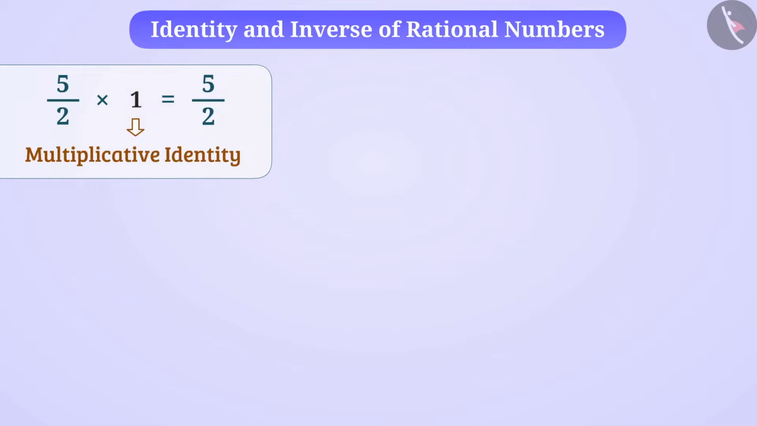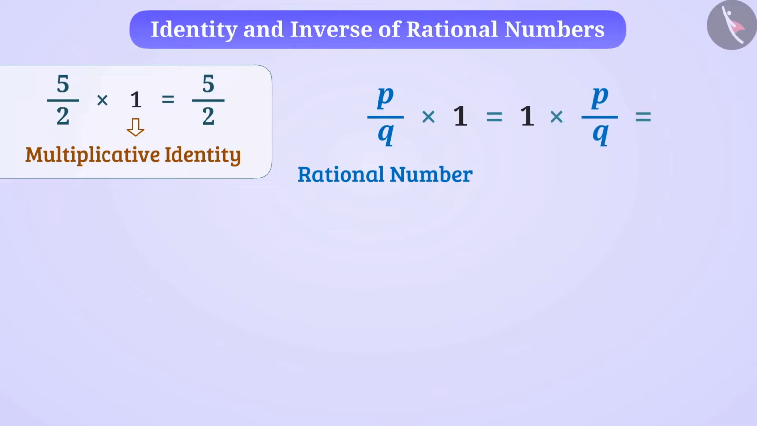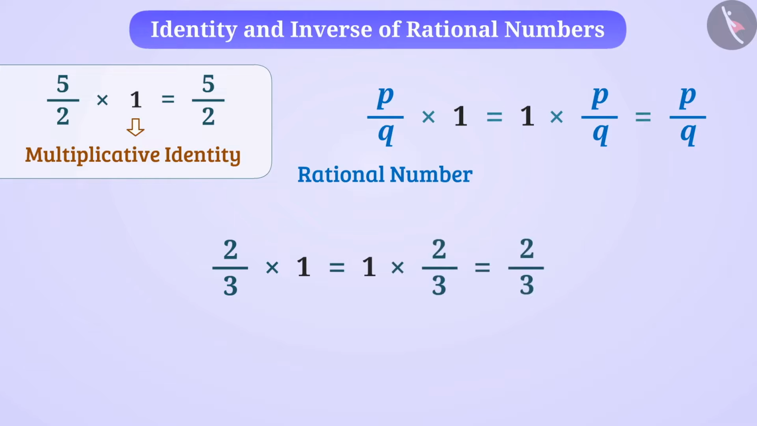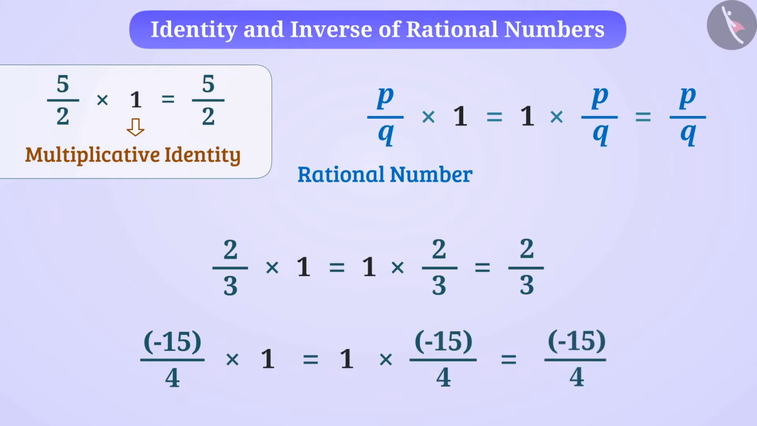In brief, for a rational number p by q, p by q multiplied by 1 is equal to 1 multiplied by p by q is equal to p by q. For example, answer of 2 by 3 multiplied by 1 or 1 multiplied by 2 by 3 is 2 by 3 only. Answer of minus 15 by 4 multiplied by 1 or 1 multiplied by minus 15 by 4 is minus 15 by 4.